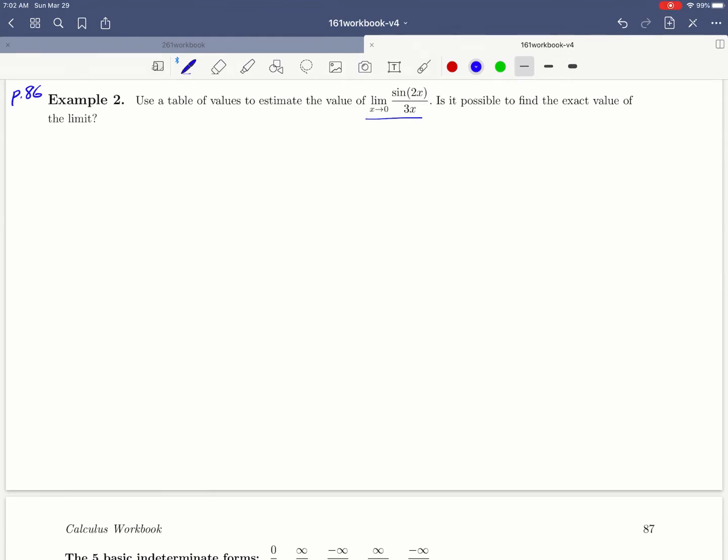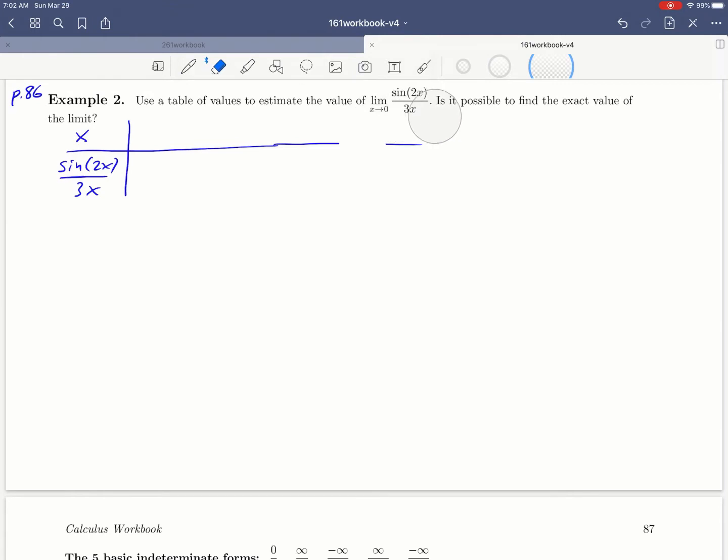So we're going to make a row with our x's and a row with our f of x, our function. And the question we're always asking ourselves when we use this table method is, what kinds of x values do we want to plug in here? Well, that always comes down to what it is that x is approaching. In this case, x is getting close to 0, so we want to choose a list of x values that approach 0.